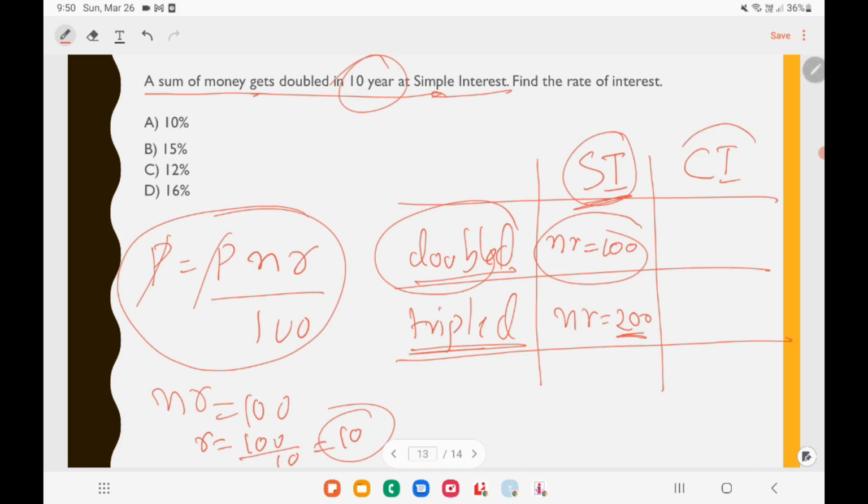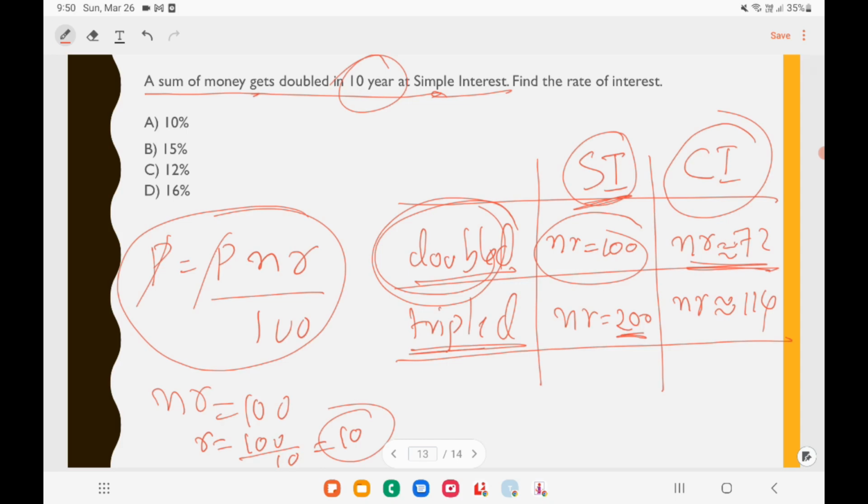And for compound interest, if money gets doubled, NR will be approximately equal to 72. Actually, this is an approximate value. You can use this formula to solve questions, but this is not an exact value. And if an amount of money gets tripled at compound interest, NR will be approximately equal to 140. So if you learn these by heart, then you can solve very easily.